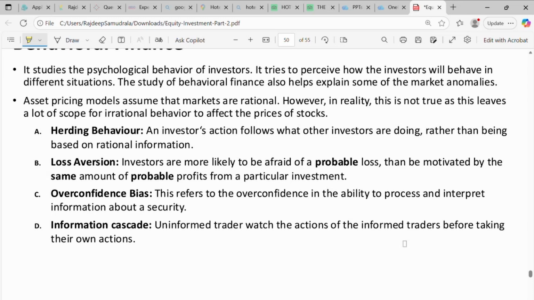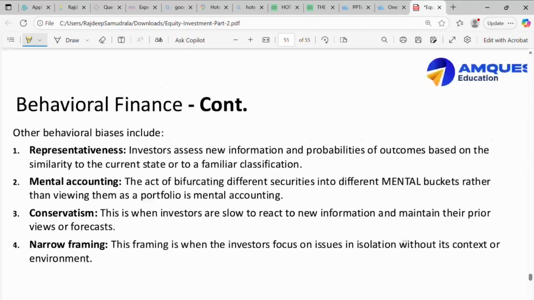He'll assume, "Arey yaar, woh toh kharida, must be good only," right? He will not bother to check. So information gets cascaded to a level that you're not entirely aware of. Okay, and that's critical because you want information to be there, right?